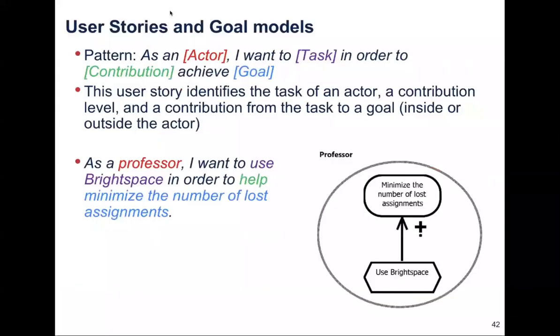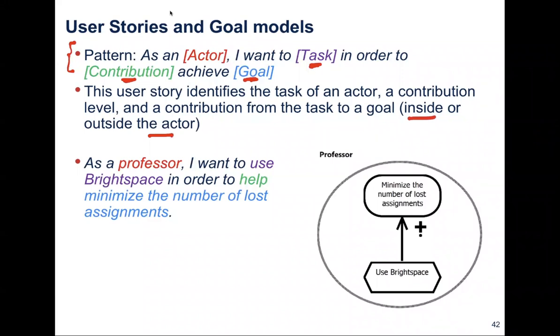One example that is commonly used to model goals is using user stories, for example, using pattern analysis. If we have this pattern in writing the requirements: as an actor, I want to, and then you identify the task; in order to, you identify the contribution to achieve, and then the goal. This user story is really good for identifying the task of an actor and the contribution level, and even the contribution from the task to a goal, whether it's inside or outside the actor.